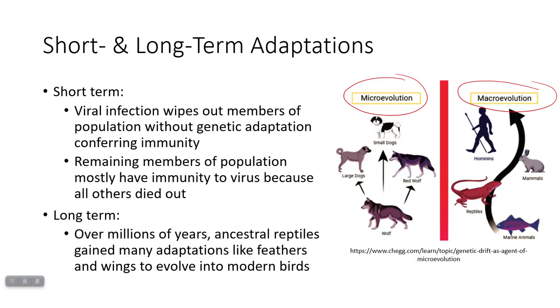And eventually, over millions of years, they evolved into modern day birds. This is an example of macroevolution. It took a very long time, it produced dramatic changes after a while, and it resulted in new species.